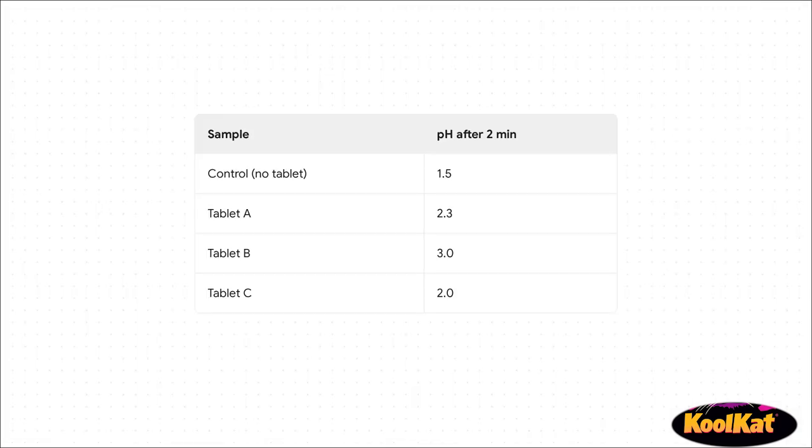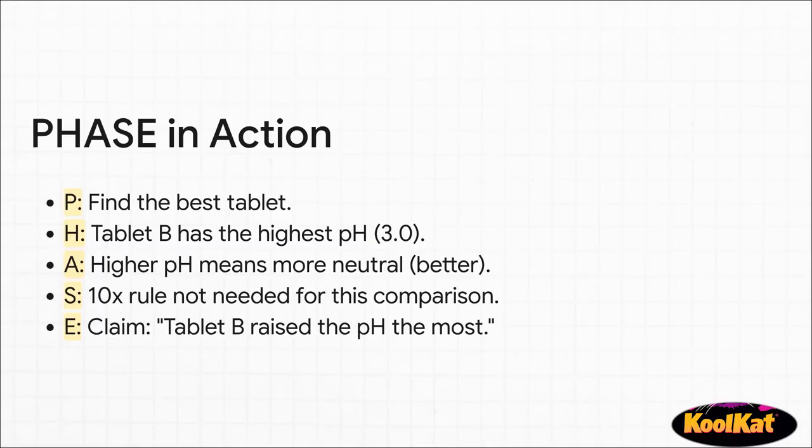All right, let's put PHASE into action with a classic GED-style problem. We've got a table here showing a test on different antacid tablets. We can see the starting pH of the stomach acid, and then the results after using 3 different tablets. Okay, let's run the routine. P, pick the task. The question wants the tablet that worked best. Best means it neutralized the most acid.